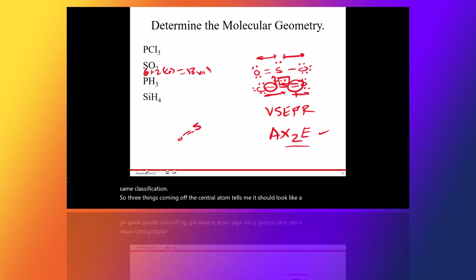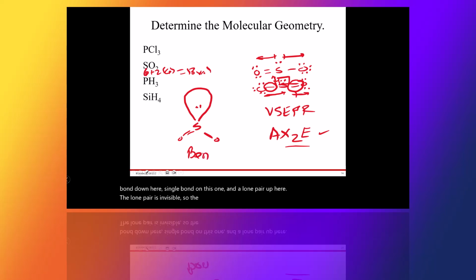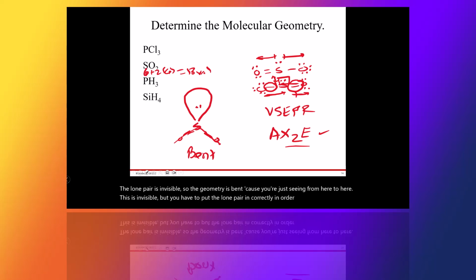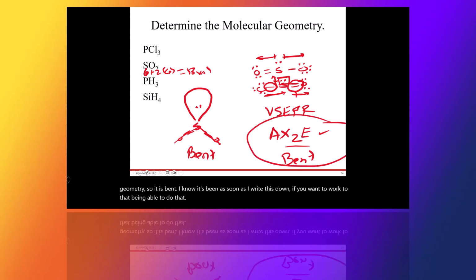Double bond down here, single bond on this one, and a lone pair up here. The lone pair is invisible, so the geometry is bent because you're just seeing from here to here. This is invisible. But you have to put the lone pair in correctly in order to get the correct geometry. So it is bent. I know it's bent as soon as I write this down. If you work toward being able to do that, you'll be in great shape. But if you draw it correctly, you could also see that it's bent here.